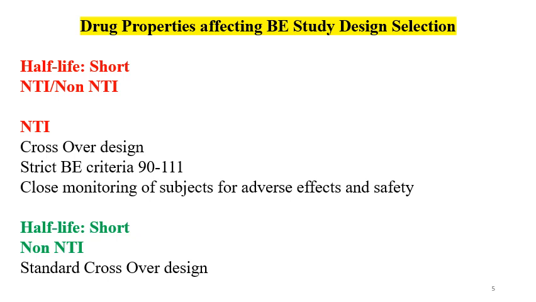If the drug has a narrow therapeutic index, then select the crossover design and apply the strict BE criteria, that is 90 to 111% for T by R. And if the drug is under the category of narrow therapeutic index, then close monitoring of subjects undergoing the study is to be done to record adverse effects and to monitor the safety. If the drug is not variable, has a short half-life and is non-NTI, then directly we can select the standard crossover design.